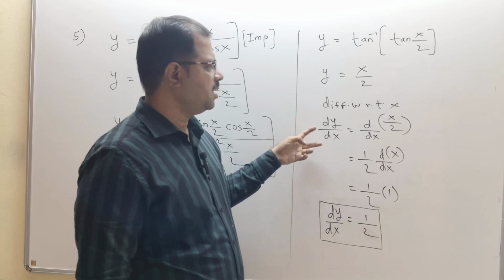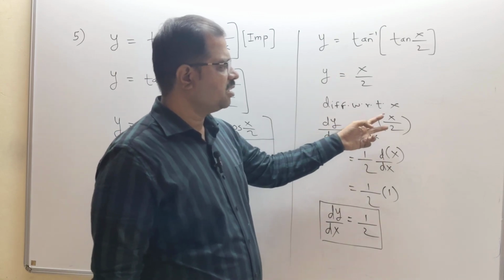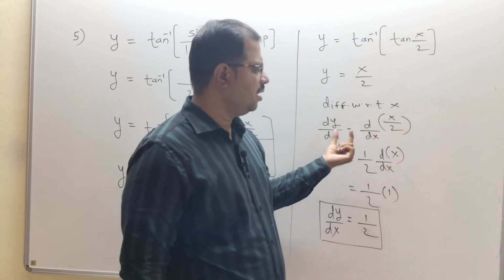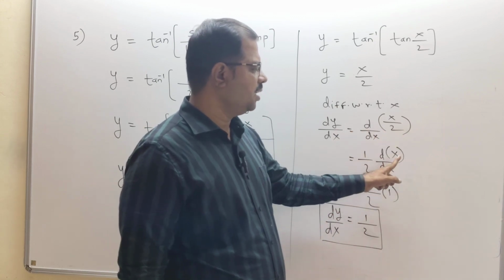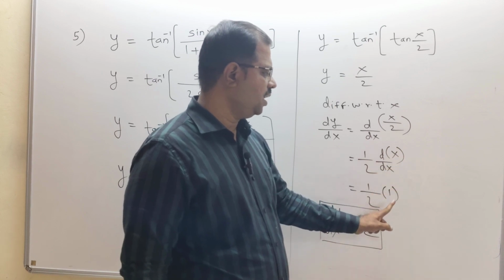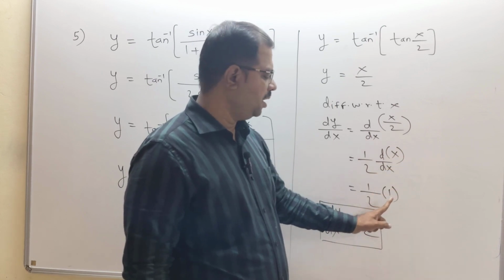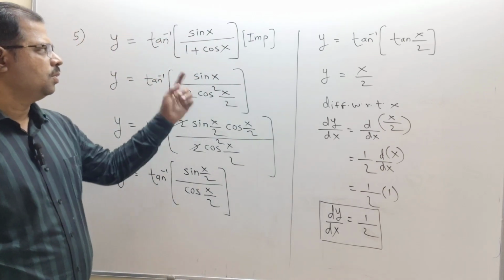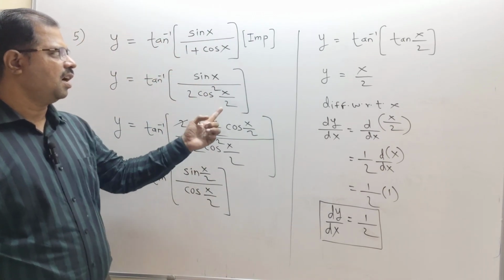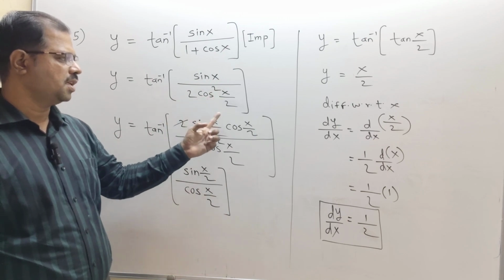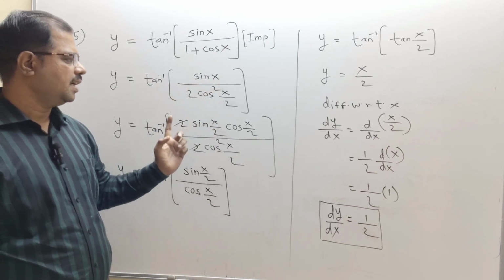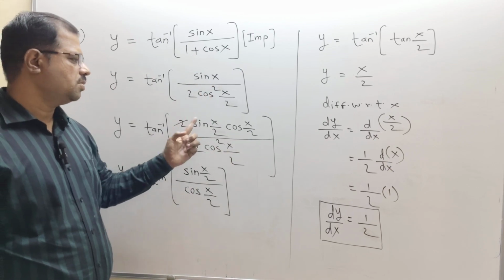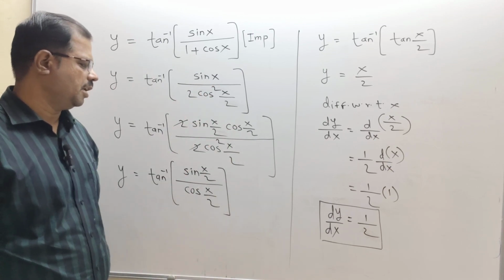Differentiate with respect to x: dy by dx equals d by dx of x by 2, in which 1 by 2 is a constant term, taking it outside the derivative, d by dx of x. Derivative of x is equal to 1, 1 by 2 into 1 is 1 by 2. Here we use two formulae: 1 plus cos x equals 2 cos square x by 2, and sin x equals 2 sin x by 2 cos of x by 2.